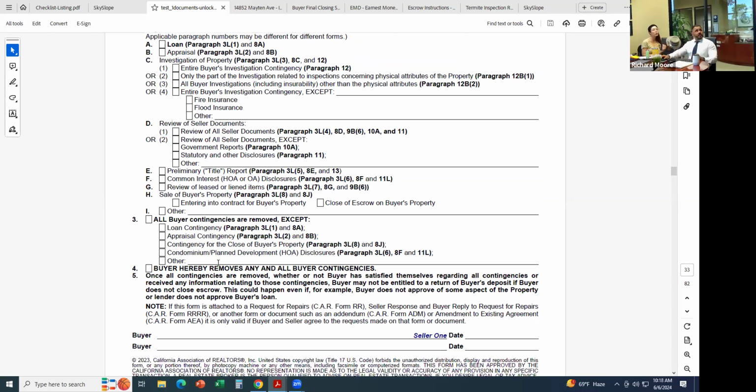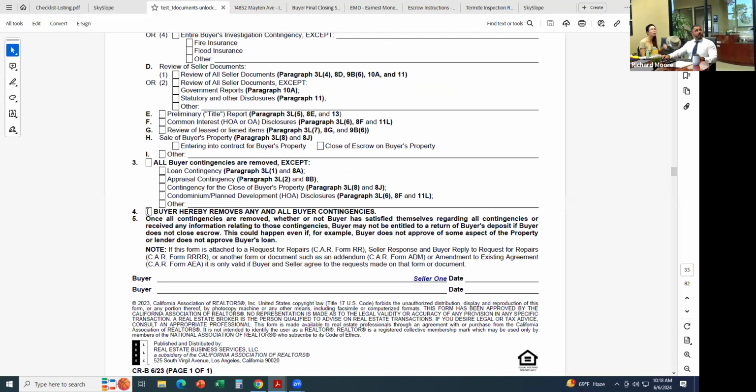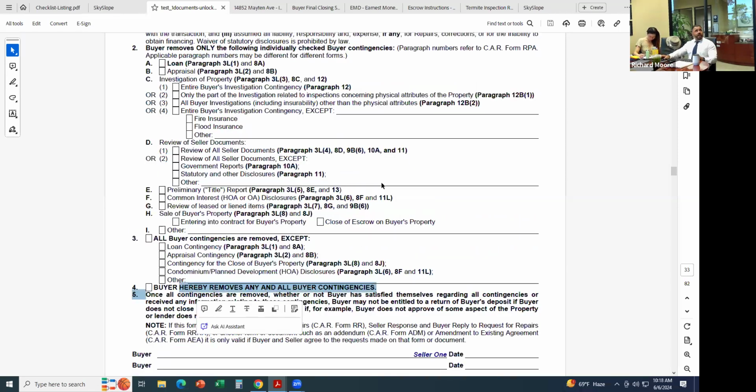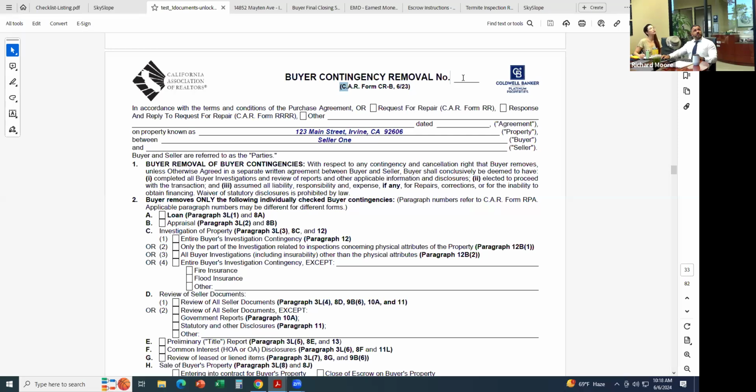And then you will just do number 4. Buyer hereby removes any and all buyer contingencies. So your buyer's gonna check that box. And this is gonna be contingency removal number 1. And that means you're removing all contingencies. Now your buyer cannot cancel. The buyer's the one that moves out. Yes, so you're gonna get this from the buyer side, the buyer's agent.